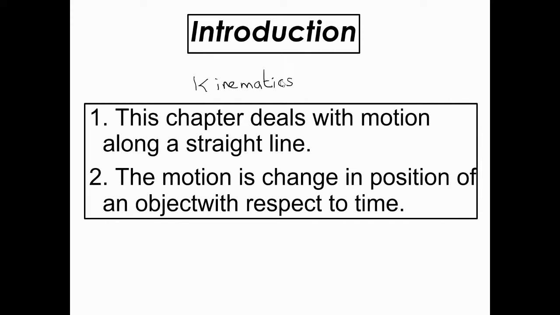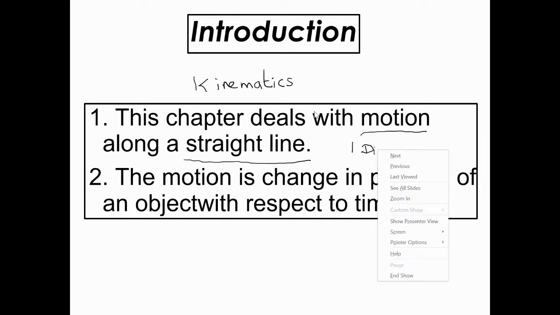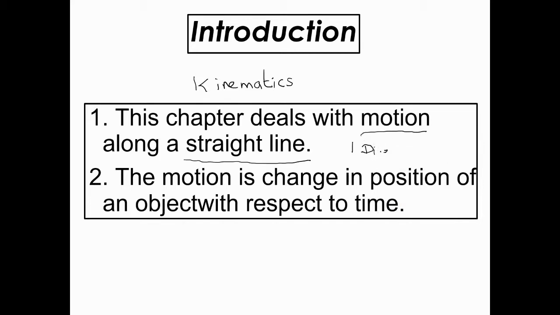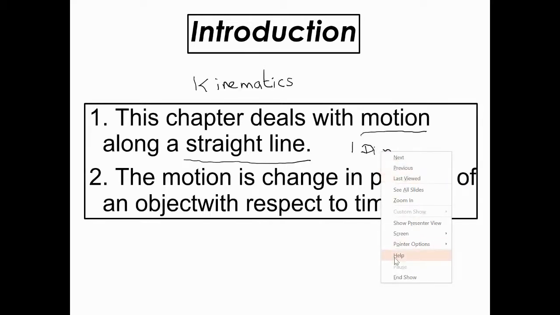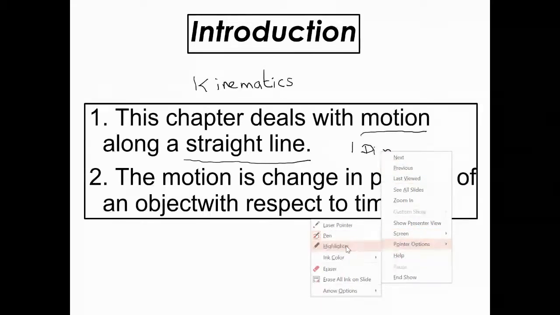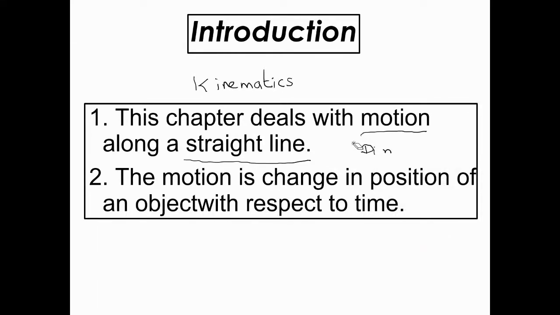So kinematics is nothing but we are going to study the object's motion. In this chapter, we are going to deal with motion along a straight line. That means we are going to consider only the one-dimensional point of view. Have you ever heard the word one-dimensional? One dimension. Yes, that means either X or Y axis. X, Y, or Z. So in this chapter we are going to consider only the one-dimensional point of view.